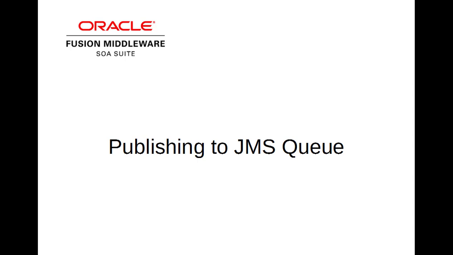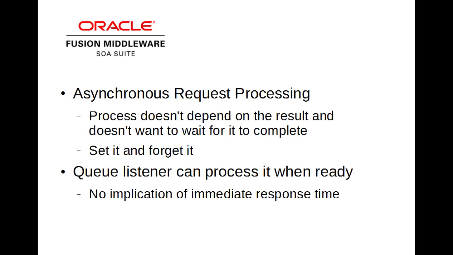This video will be a demonstration on publishing messages to a JMS queue. JMS message topics and queues are appropriate for asynchronous request processing. That is, when the calling process doesn't depend on the result and doesn't want to wait for a reply. This is also sometimes referred to as set it and forget it.